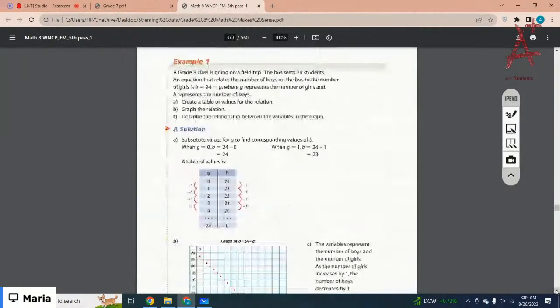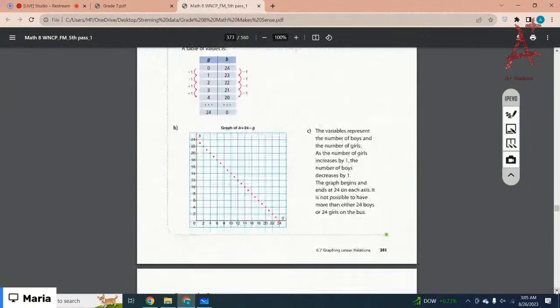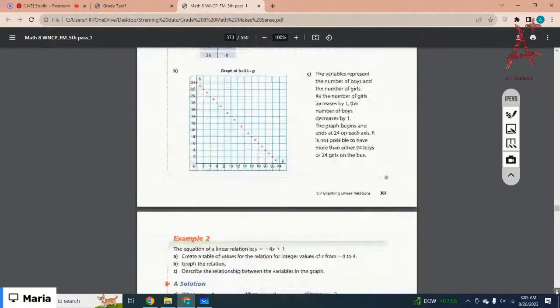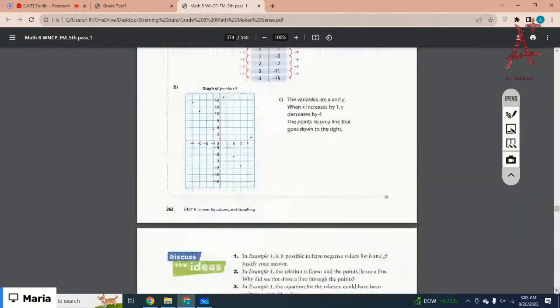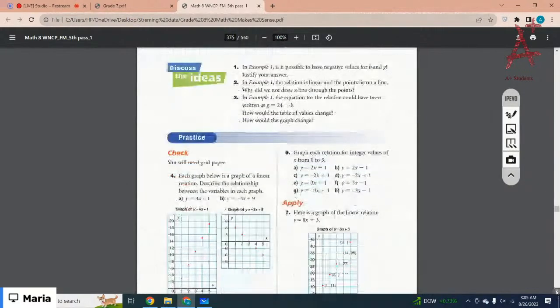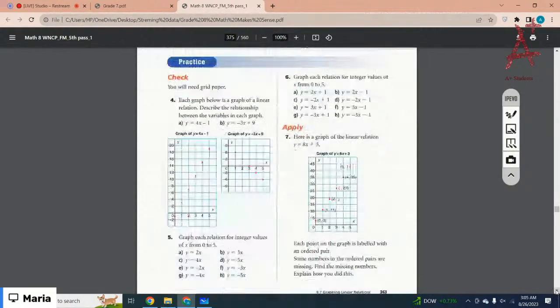So we have already learned how to make a table of values and everything about linear relations. Now we're just going to learn how to make a graph of the linear relations, right? Let's just start with question number 4. Each graph below is a graph of a linear relation. Describe the relationship between the variables in each graph.